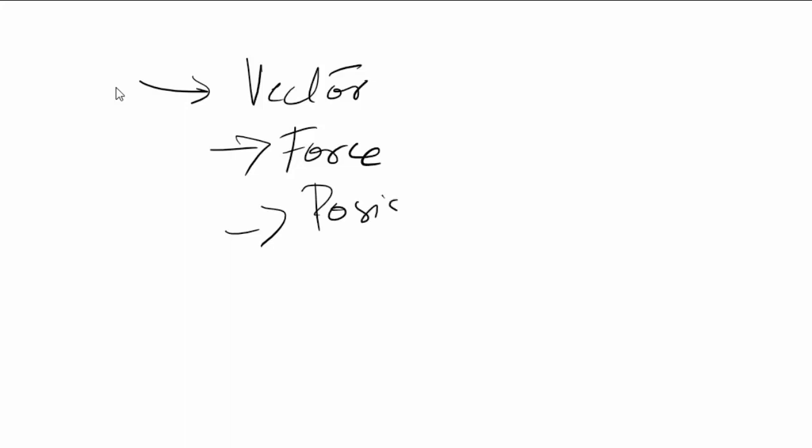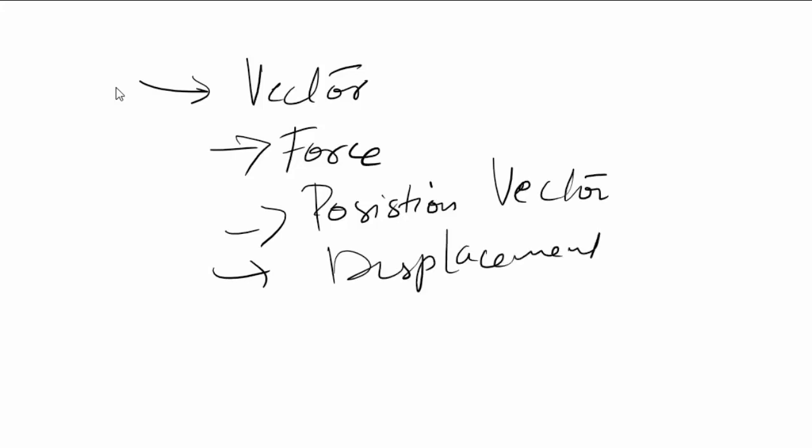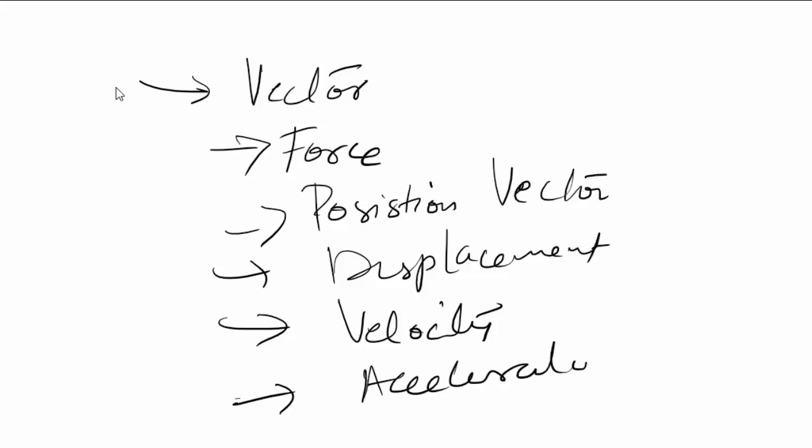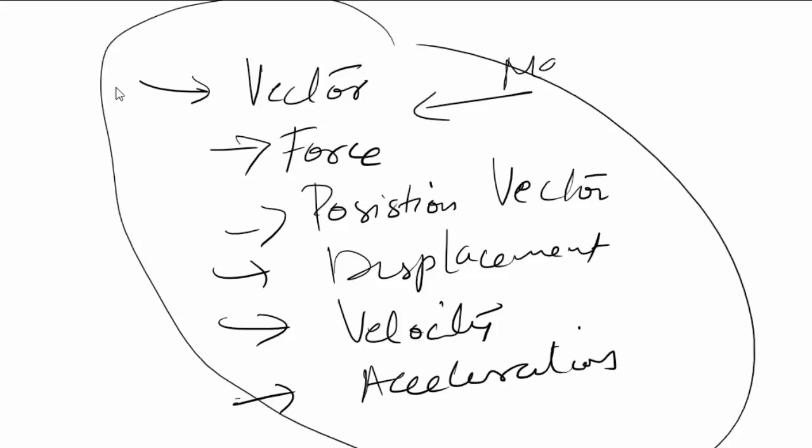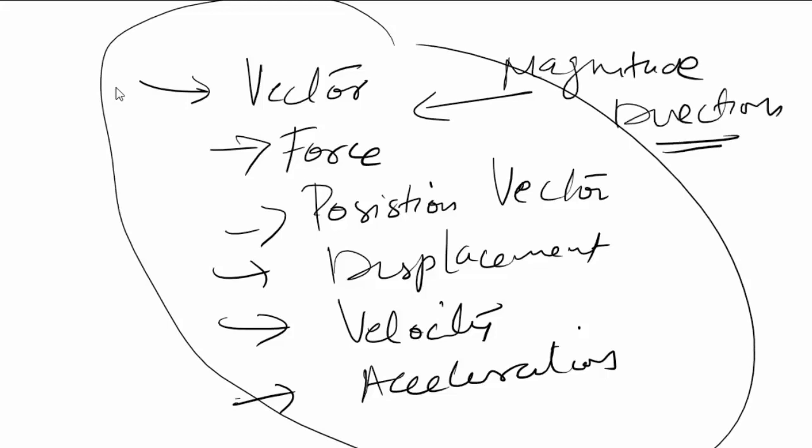Again, examples of vector quantities could be something like a force, a position vector. There could be displacement. There could be velocity. It could be acceleration. So when you are dealing with both magnitude and direction, you are dealing with something known as vector quantities.